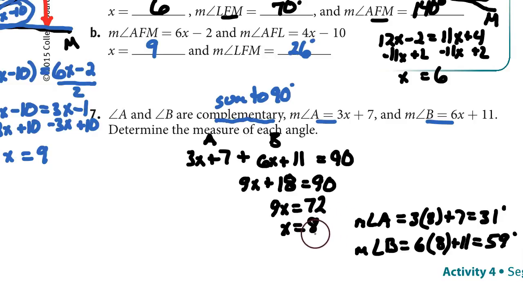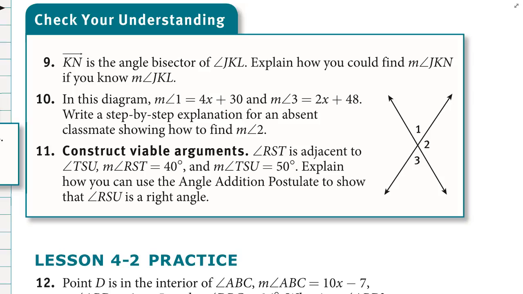Take that value for x and substitute it in here to get angle A figured out, and substitute it in here to get angle B figured out. We get the answers 31 degrees and 59 degrees. Here are some check your understanding questions. I'll pause the video for you to answer these.